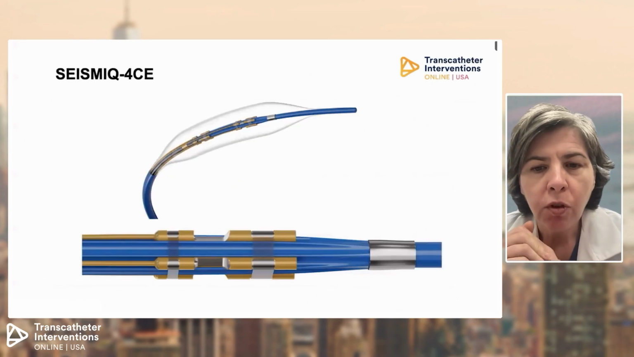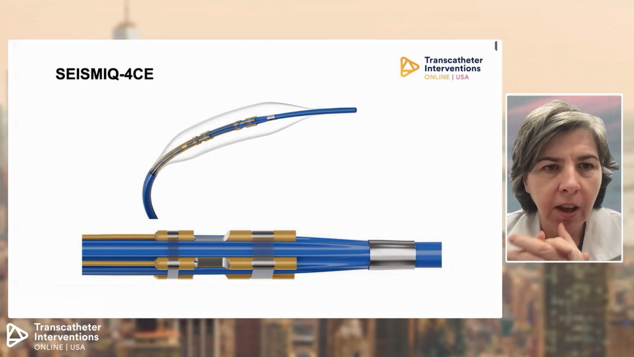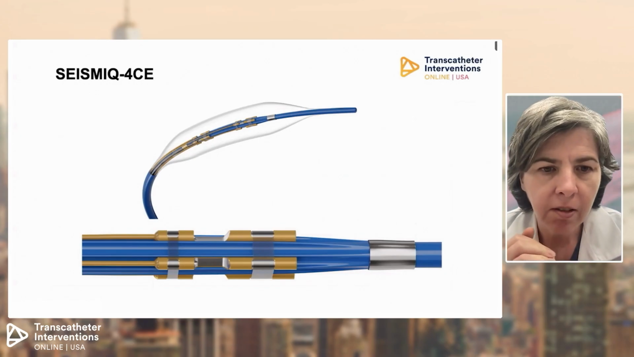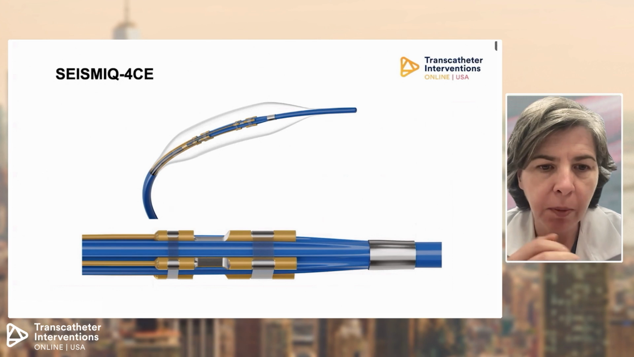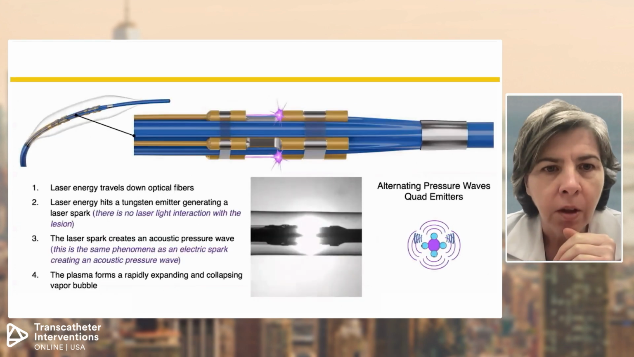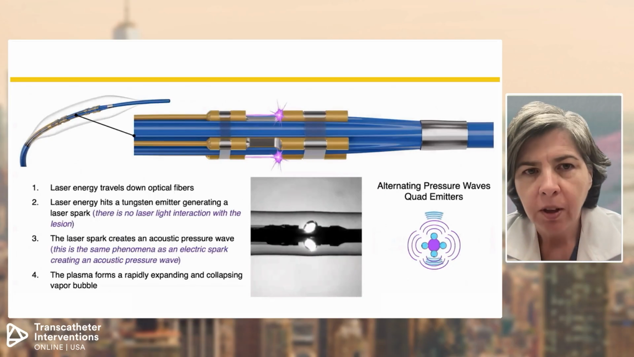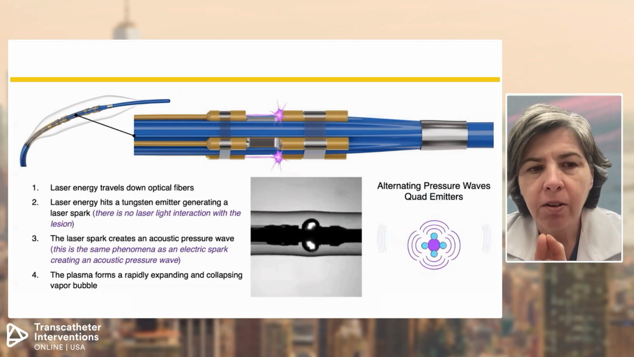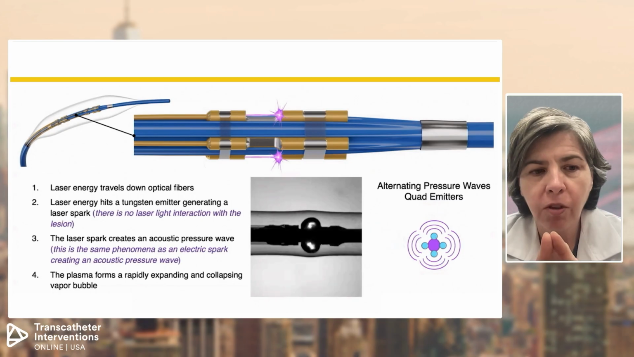I want to spend most of the rest of the talk on the Seismic 4CE device, because this is the device that most recently has produced evidence in the IVL space, with a late-breaking trial at EuroPCR just last month. This is a laser and optics-based IVL device. Laser travels down optical fibers and hits a tungsten emitter and generates a laser spark. That laser spark then creates an acoustic pressure wave.